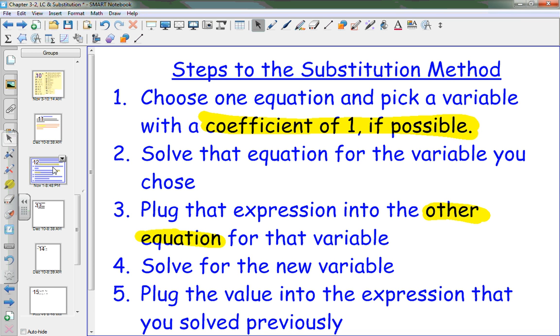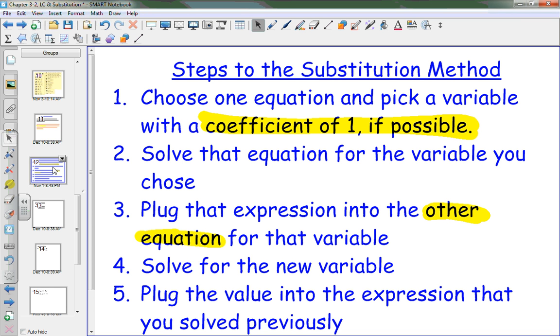So, step 1, choose one equation and pick a variable with a coefficient of 1 if possible. If the coefficient is not 1, because you don't have a 1, then you just choose the lesser of the two evils and go with it. Sometimes there is no lesser evil, it's just all evil, and you just pick one of them. You get what I'm saying?